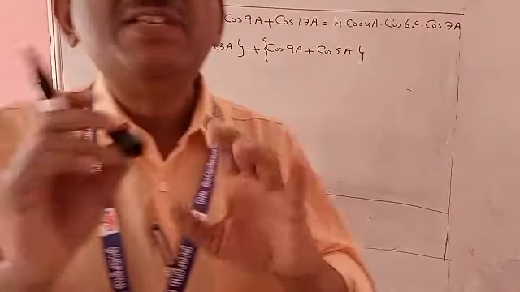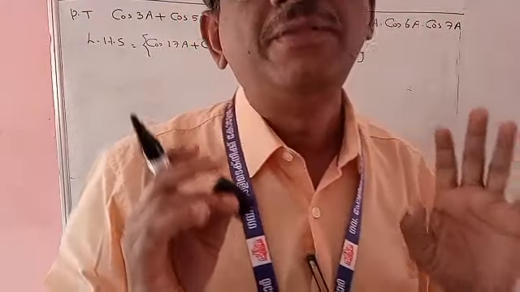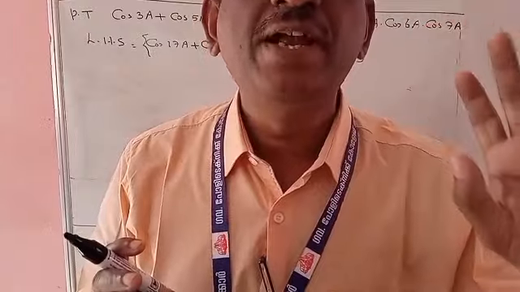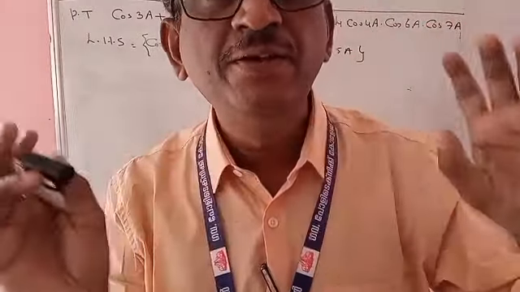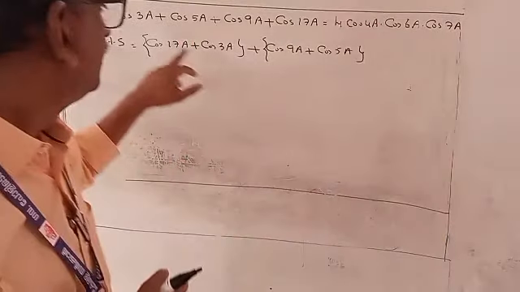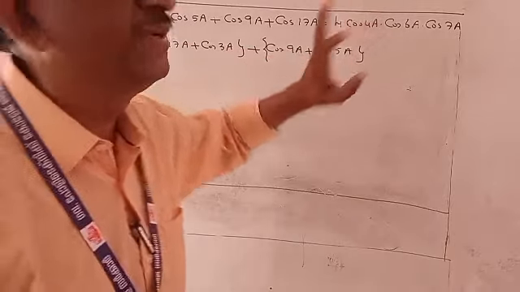We group these 4 as 2 groups because we don't know the formula for adding 4 cosine functions. We know the formula for adding 2 cosine functions. Therefore, we group it into 2. There are 2 groups. One is cos 17a plus cos 3a. Another group is cos 9a plus cos 5a.